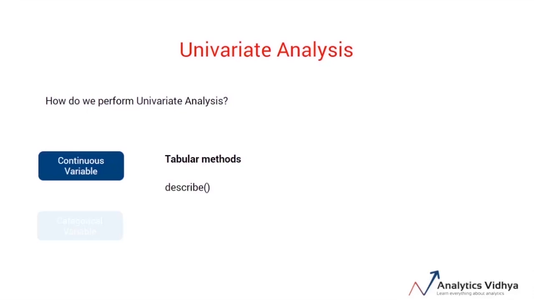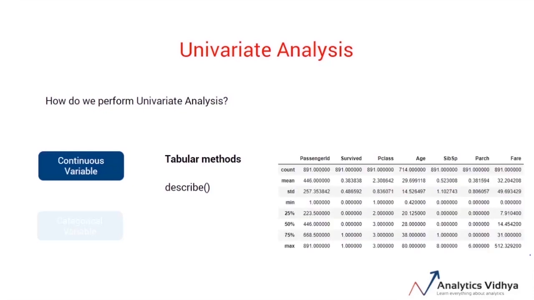The describe function applied on the Titanic pandas data frame returns all the required results in a tabular form for all the continuous variables. So this is one such output created by the describe function when applied on the Titanic dataset. The Titanic dataset has continuous features like passenger ID, survived, P-class, age, etc. And for each continuous variable, the describe function returned results like the count of the variable, mean of the variable, standard deviation, minimum value, 25th quartile, etc. So this was all about the tabular methods available in pandas for univariate analysis of continuous variables.